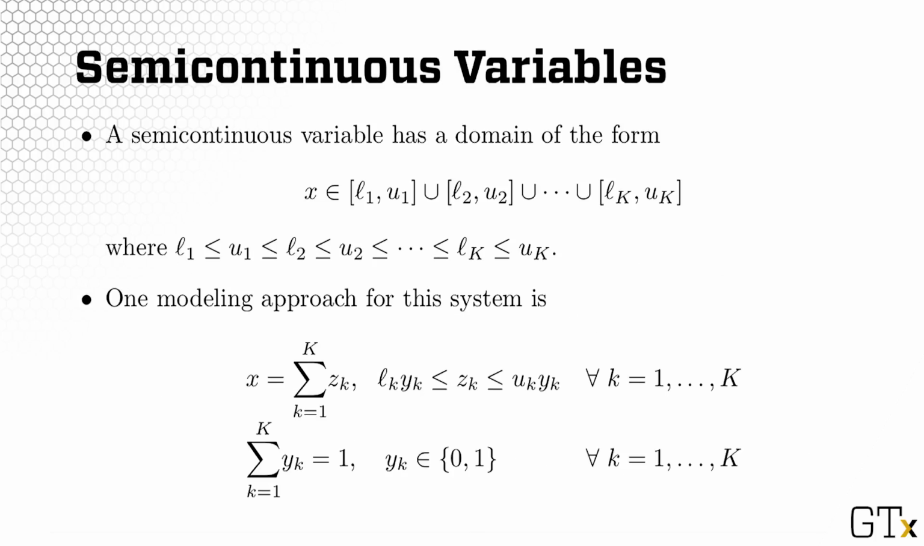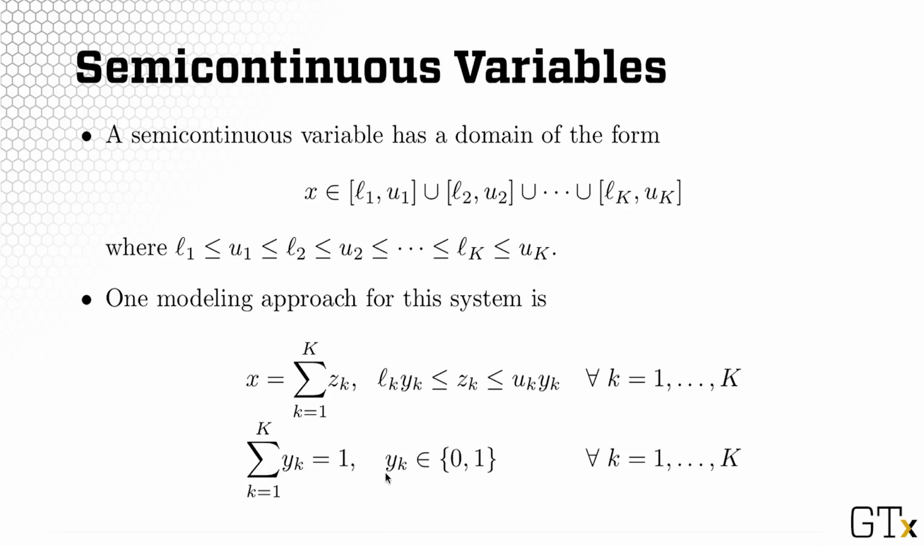So now let's talk about a little more involved non-convex sets. Here we have a semi-continuous variable. What is a semi-continuous variable? A semi-continuous variable has a domain which is a union of intervals. So x comes from the interval L1 through U1, union with L2 to U2, union with Lk to Uk. And we are going to assume that because these are intervals, L1 is less than or equal to U1, U1 is less than or equal to L2, and so on. So how do we model this?